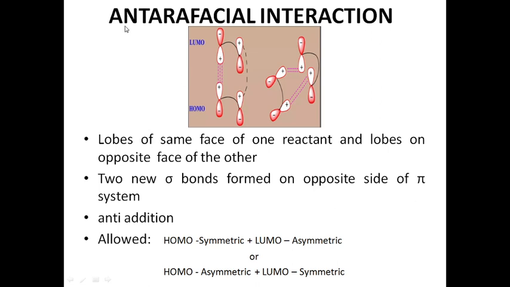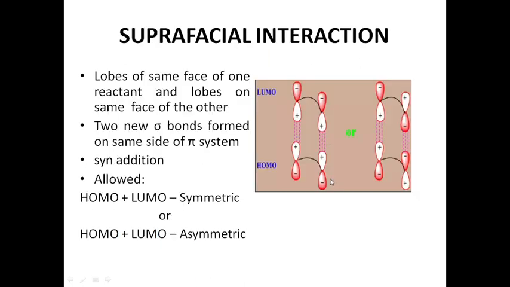It is called antarafacial interaction. So I repeat, we have two types of interactions. I told you two pi bonds are going to get converted into two sigma bonds. Sigma bond, as we all know, is an overlap of orbitals. So the orbitals can be symmetric or asymmetric.